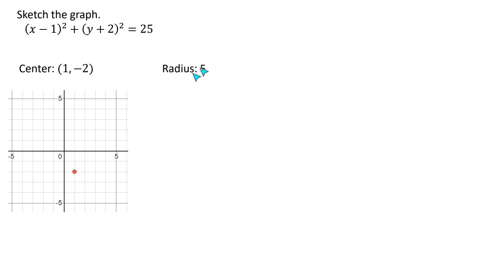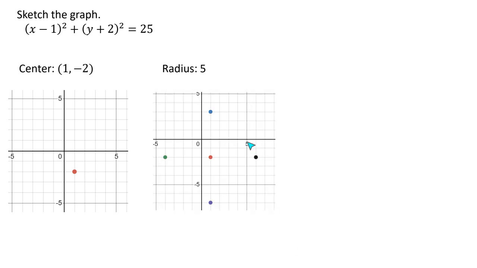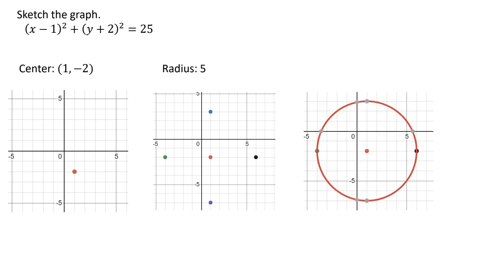And then the radius means that from the center, we're going to go up 5, down 5, left 5, and right 5. So if I do that, then I end up with these points here. And we connect the points. And so that would be our circle. Again, make sure that you don't leave this point here or the computer is going to count it incorrect.